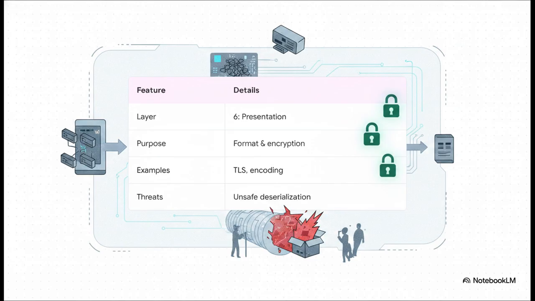It handles things like character encoding, data compression, and, crucially, encryption. You know that little padlock icon you see in your browser bar? Yeah, that's TLS encryption, and it's happening right here. But what about the threats? Well, hackers are always hunting for encryption flaws, or they target something called unsafe deserialization. I know, it sounds super intimidating, but just think of it like someone sneaking a tiny bomb into a flat-packed piece of furniture. The hacker manipulates the data while it's being unpacked from storage back into a running application, basically tricking the system into executing malicious code.